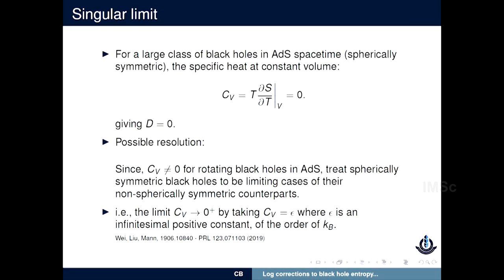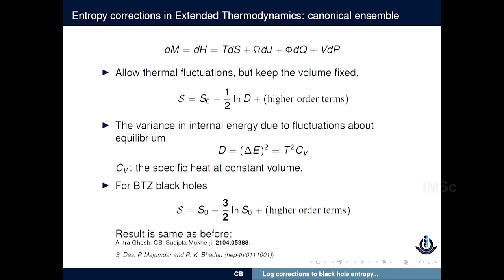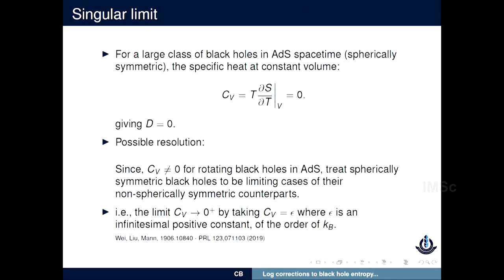So I'll make one comment about this specific heat at constant volume. For a large class of black holes in ADS spacetime, particularly those which are spherically symmetric, the specific heat at constant volume comes out to be 0. So if you calculate C_V, it comes out to be 0. Okay. But if C_V is 0, then that would mean there is a log times 0 and that is unwanted. Okay. So one can think of why it is coming out to be 0. If you take a rotating black hole, then the specific heat at constant volume is not 0. That's because entropy and volume are independent of each other. So that quantity is not 0.